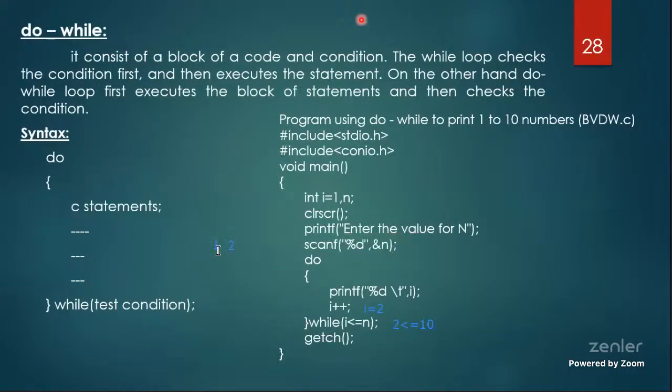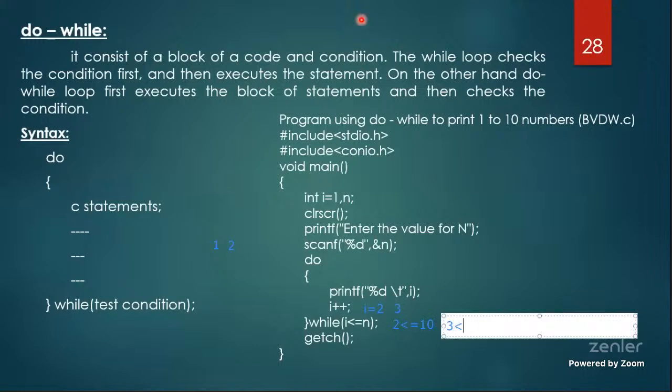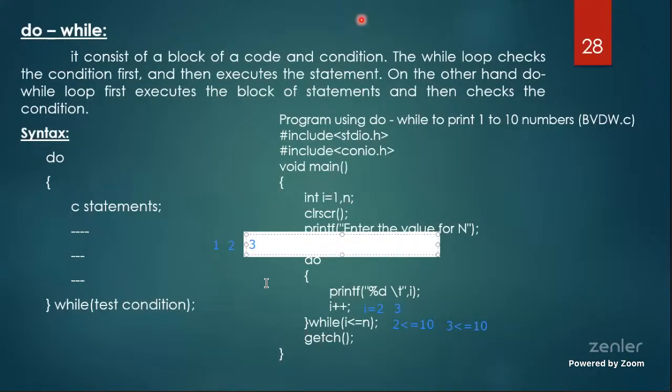After printing 2, again I plus plus, which means now the I value will be 3. Now again you will be checking whether 3 is lesser than or equal to 10. This condition is true, so again you will go to the do printf and print I. Now the I value is 3. In the same way, you will be executing 4, 5, 6, 7, 8, 9, 10. When the I value becomes 10, you will be printing 10, since 10 is less than or equal to 10 and the condition is true.